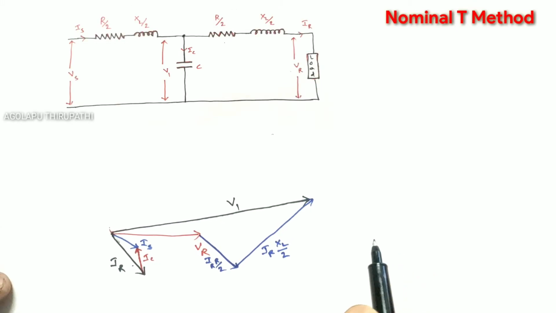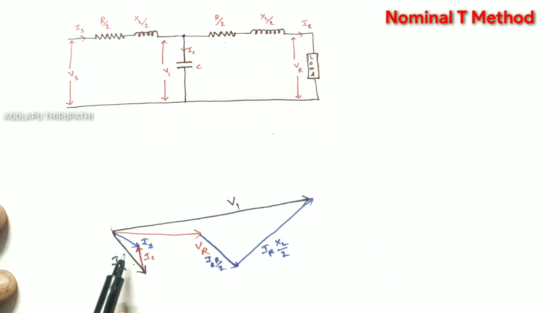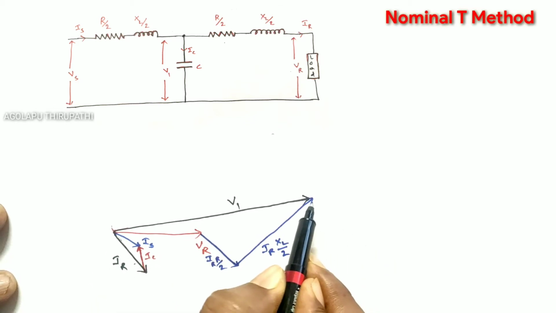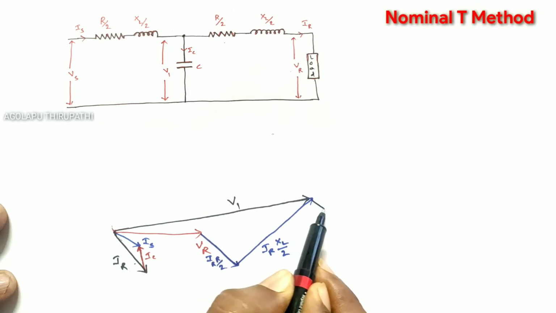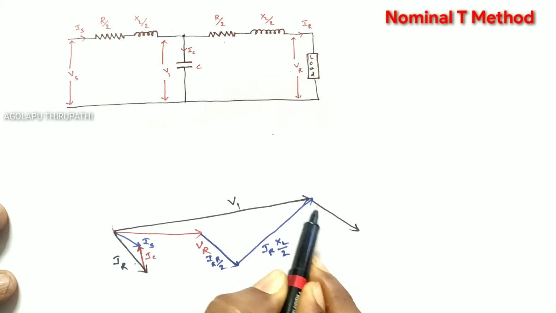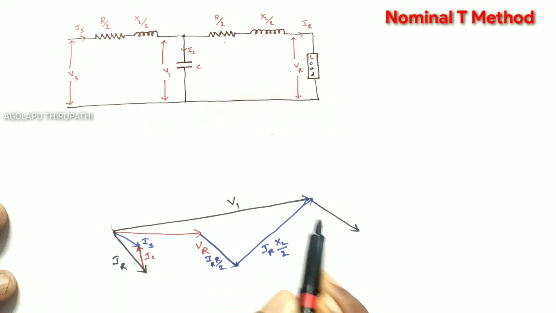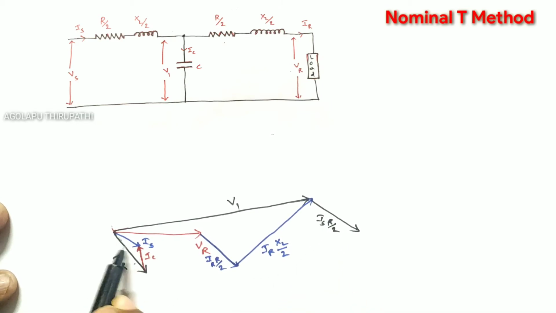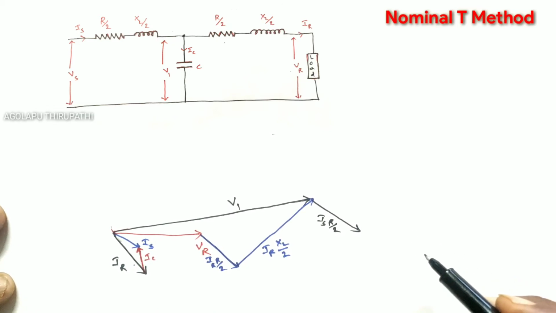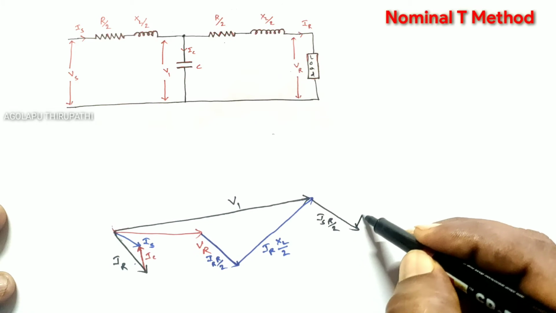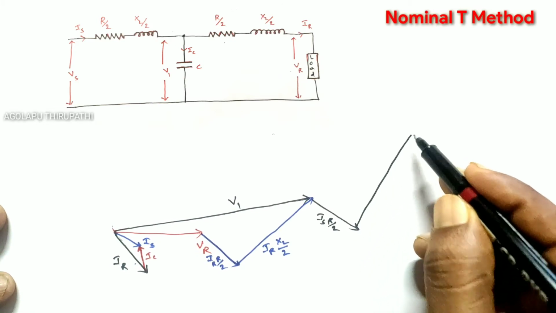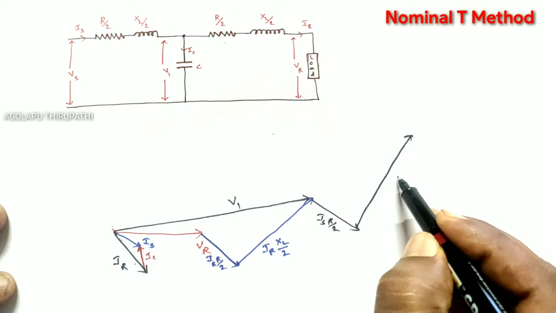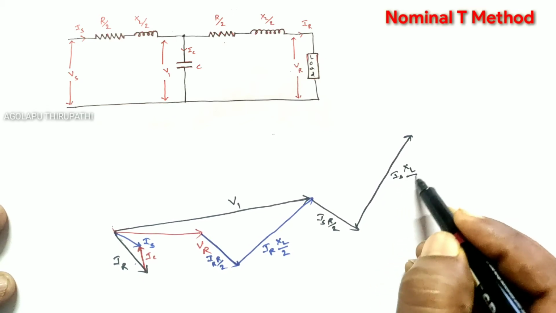IS R by 2 vector is in phase with IS because that is the voltage drop across the resistor. Therefore it should be in phase with the current. So these two vectors are parallel here, IS and this vector, which is IS into R by 2. Next, take the remaining drop, that is the IS into XL by 2 drop, which is perpendicular to this line.